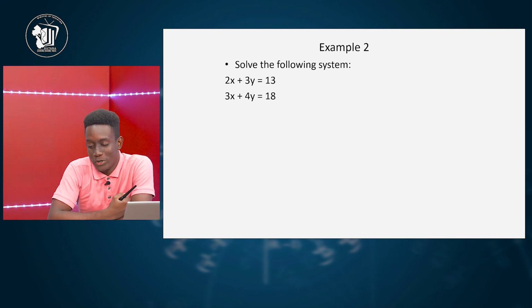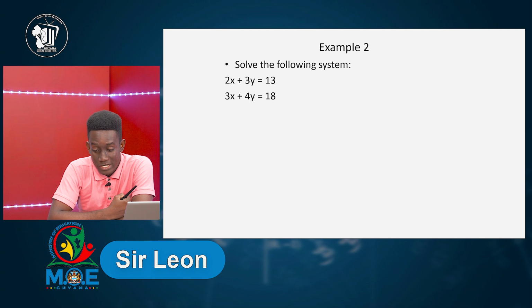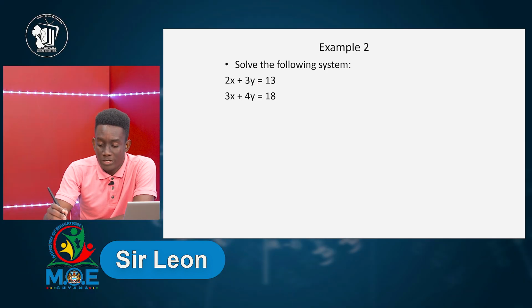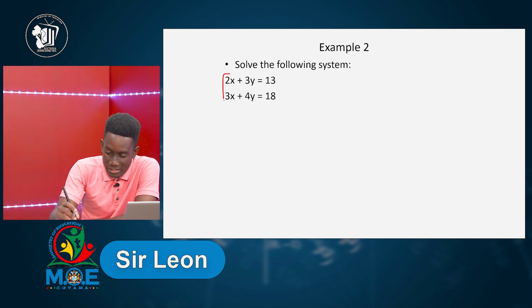So in this example, we are asked to solve this. We have 2x plus 3y is equal to 13 and 3x plus 4y is equal to 18. In this case, we see neither of the coefficients are the same. So what do we do? We identify which one of the variables we want to eliminate, and then we do this step. I will identify x, so I want to get rid of the x variable.